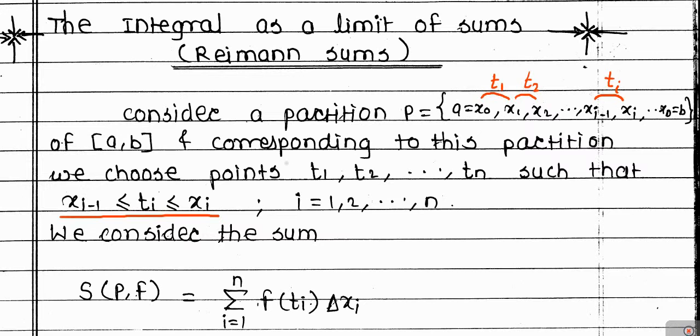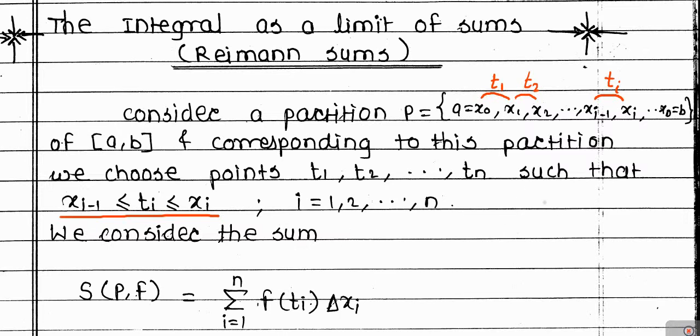Then we consider the sum. The sum is given as S(P, f). Here S stands for the sum, P means for the partition P, and f for the function f. This S(P, f) we will call the Riemann sum of function f over the partition P. So we define the Riemann sum over the partition P for the function f equal to the summation over i equal to 1 to n of f of ti into delta xi.